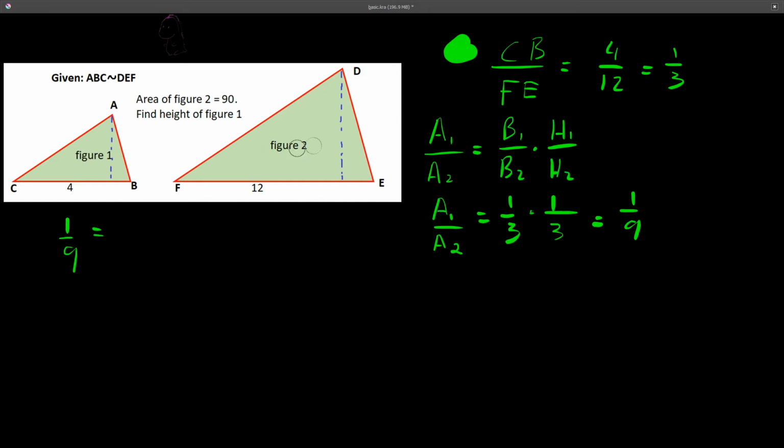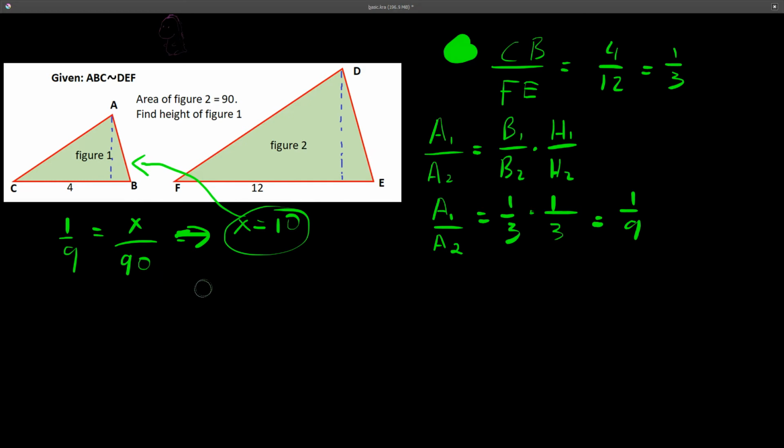So the large area is 90, and the small area, we're just looking for that. So we can just say that's x. And so that gives you, I want to say, x is equal to 10. Okay, so this area is the area of that triangle.